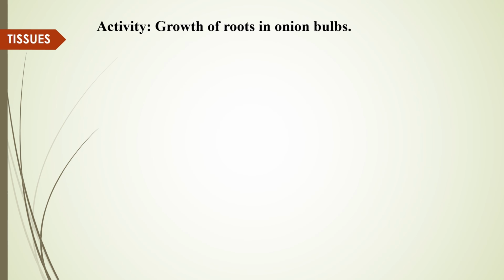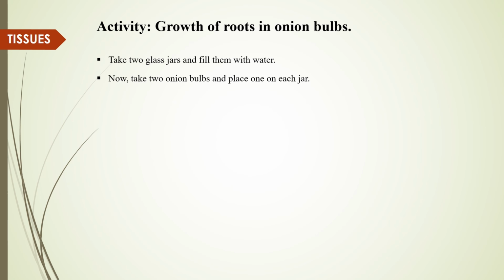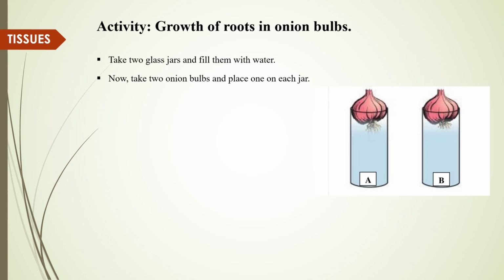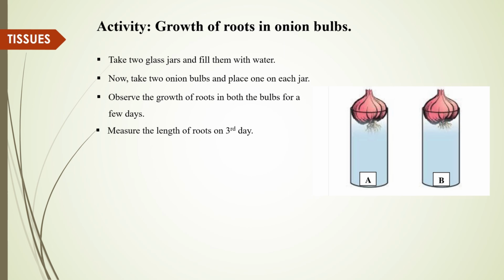Activity. Growth of roots in onion bulbs. Take 2 glass jars and fill them with water. Now take 2 onion bulbs and place one on each jar. Observe the growth of roots in both the bulbs for a few days. Measure the length of roots on the third day.